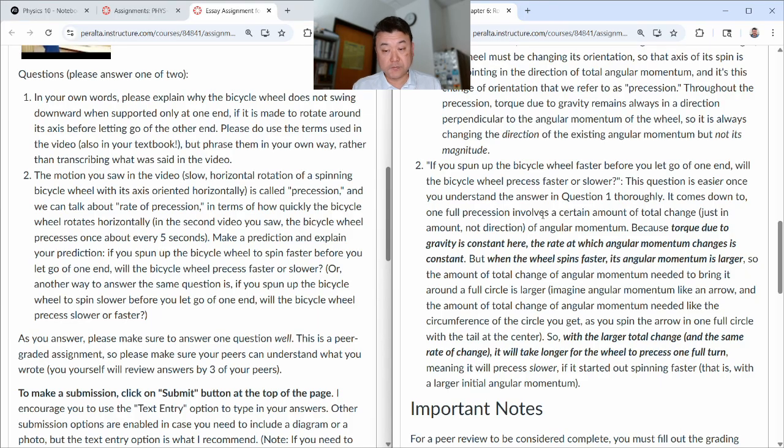But when the wheel spins faster, its angular momentum is larger, so the amount of total change of angular momentum needed to bring it around the full circle is larger. Imagine angular momentum like an arrow, and the amount of total change of angular momentum needed like the circumference of the circle you get as you spin the arrow in one full circle with the tail at the center. So with a larger total change and the same rate of change, it'll take longer for the wheel to precess one full turn, meaning it'll precess slower if we started out spinning faster. That is, with a larger initial angular momentum.